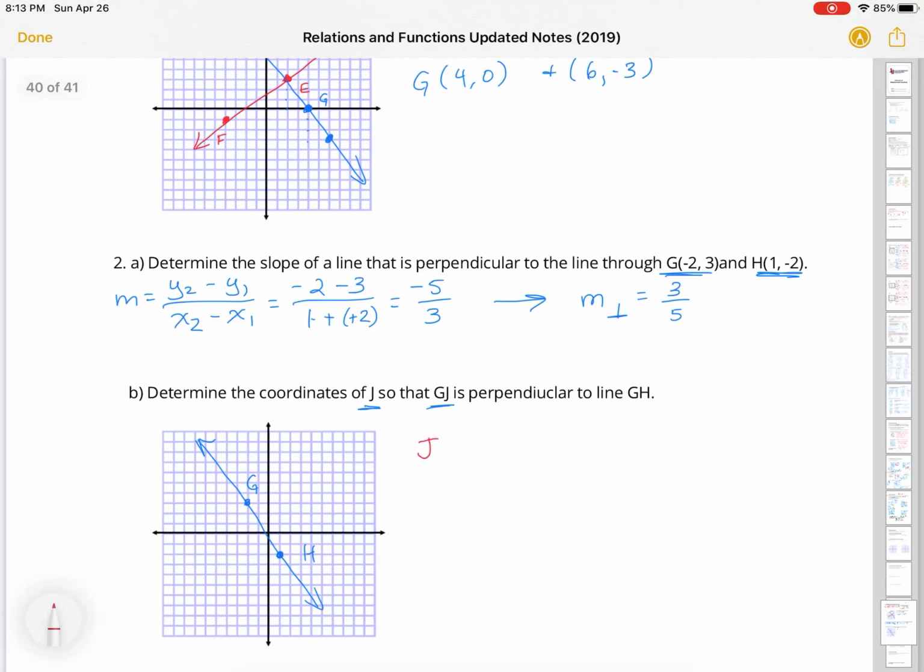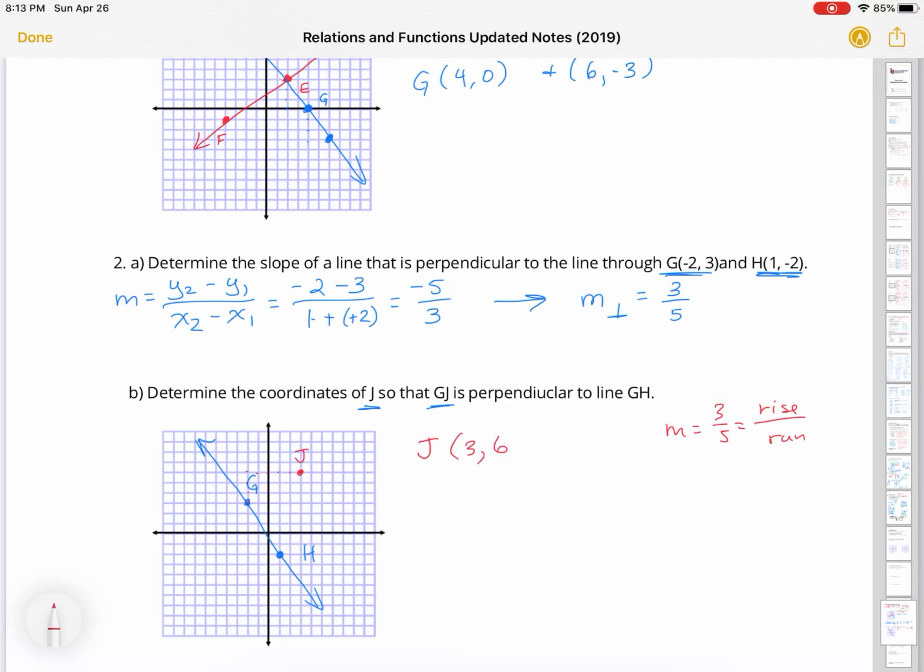Okay, and now we need a point J. So we can use our rise over run and just use that to count. The slope is 3 over 5. So counting from point G, we're going to go up 3 because that's our rise, right? Rise over run. Up 3, 1, 2, 3, and over 5. 1, 2, 3, 4, 5. So we can make that J.